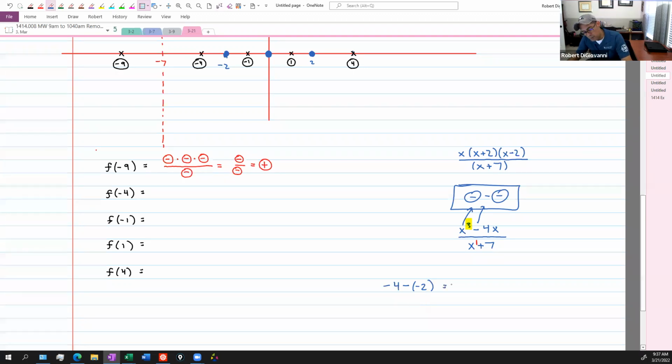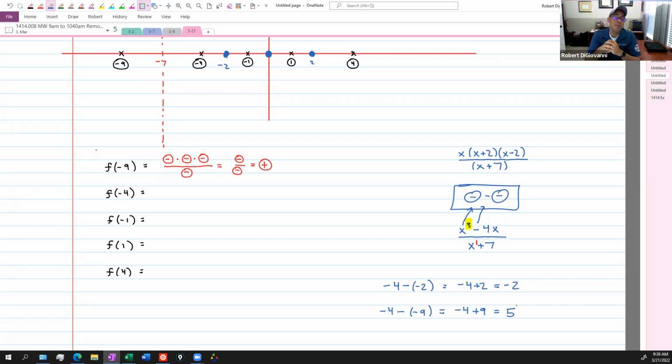Isn't this really -4 plus 2? Isn't that just -2, right? So yeah, the answer is negative, but watch. What if I do -4 minus -9? Well, that's -4 plus 9, right? That's +5. What I'm getting at is when you're adding or subtracting negatives and positives, that's not enough information for you to tell me whether or not the answer is positive or negative.